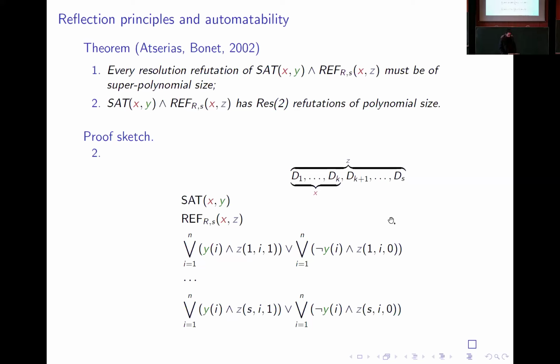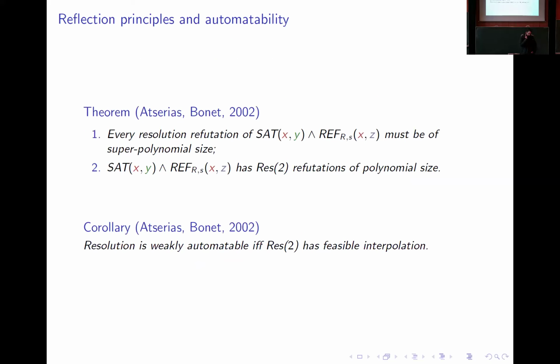You write down these two DNFs that say that Y satisfies all the clauses of Z. So this says that there is an I that is made true by Y. There's a variable that's made true by Y and appears positively in the first clause of C, or there is a variable that's made false by Y and appears negatively in it. On the one hand, this says that since Res(2) has short proofs of the reflection principle of resolution, if Res(2) had feasible interpolation, then resolution would be weakly automatable.